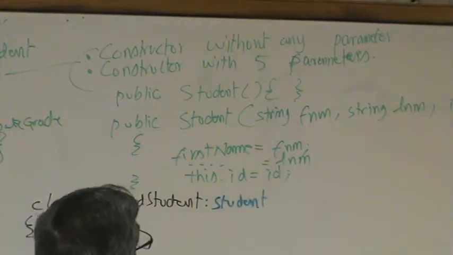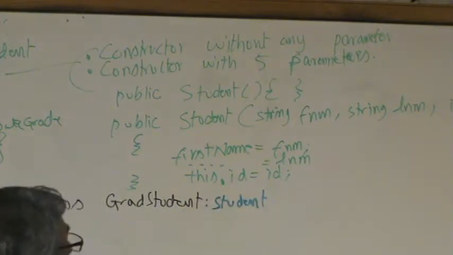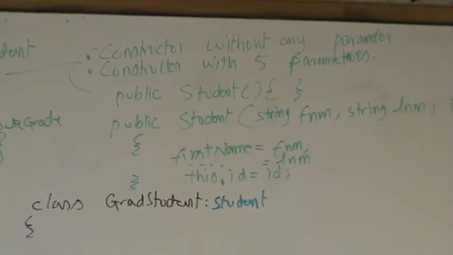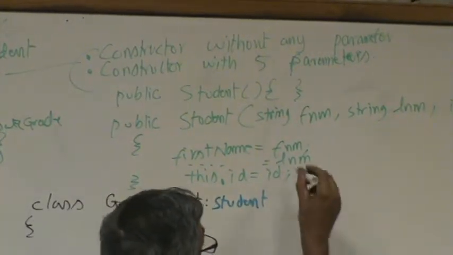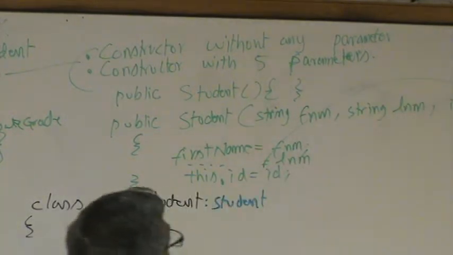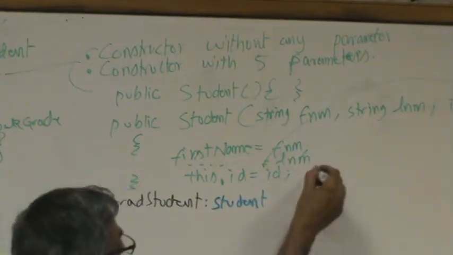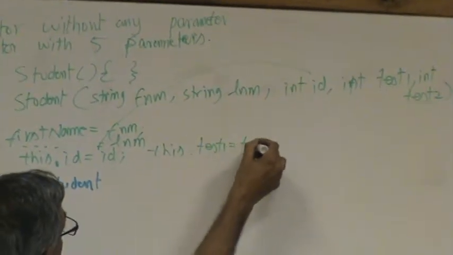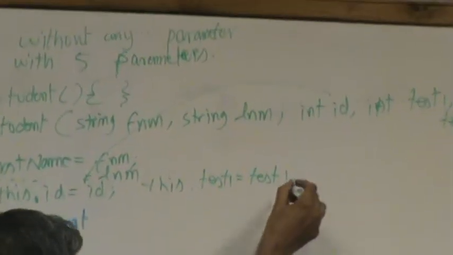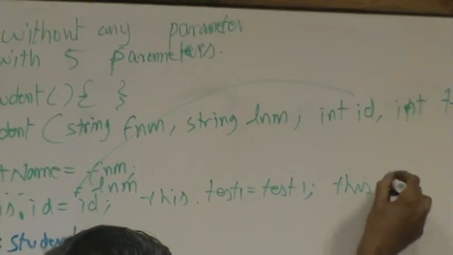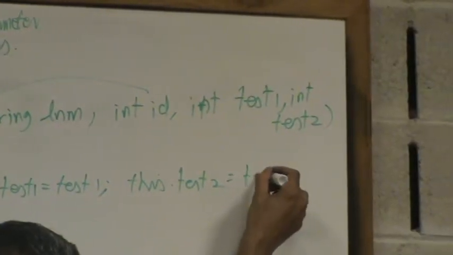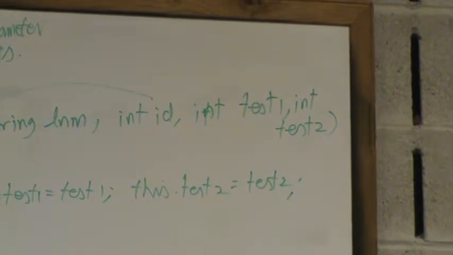equal to ID. So again, to eliminate any confusion, when we use the this keyword, we are talking about the field of the class, okay? And this ID is the parameter ID over here, okay? And very similarly, this dot test1 equal to test1, and this dot test2 equal to test2, right? Everybody okay?